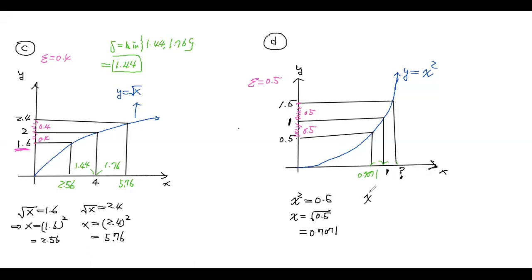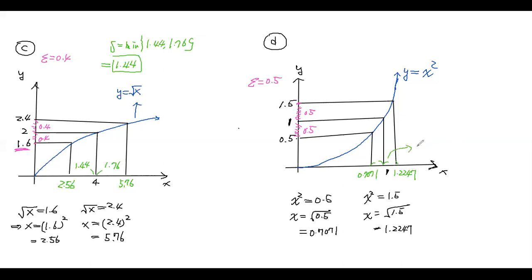Okay, so now the same way, we can do the other one. So x squared is equal to 1.5. So x is equal to the square root of 1.5. What is the square root of 1.5? It's 1.2247. So this number here is 1.2247.